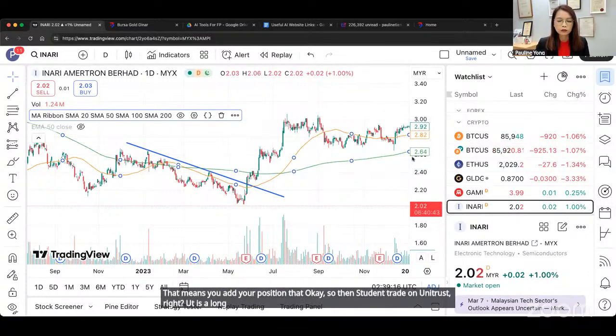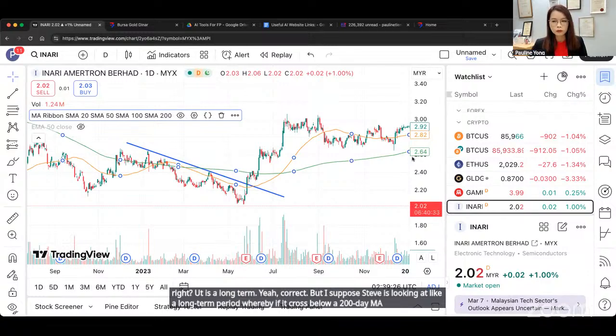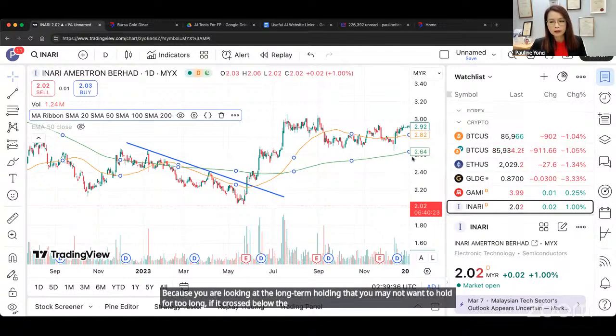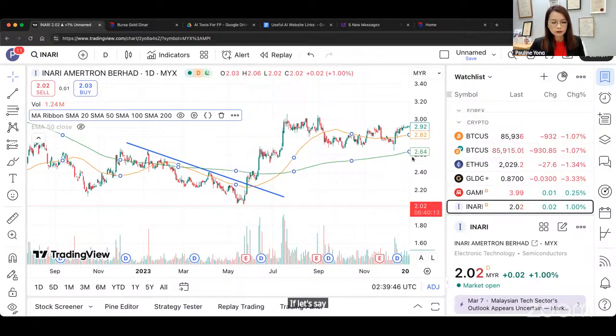Yeah, correct. But I suppose Steve is looking at a long-term period whereby if it crosses below the 200-day MA line, then maybe you want to sell your unit trust, because you may not want to hold for too long if it crosses below the 200-day MA line. Okay, but doesn't matter. Unit trust is actually for you to buy and hold. If you are thinking that you do not want to hold for a certain time period, you can trade a little bit, but then you don't trade all.